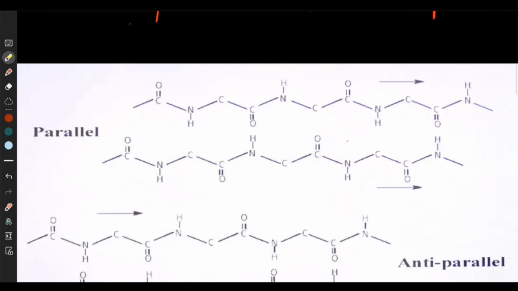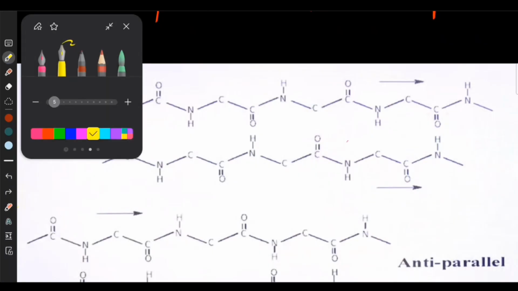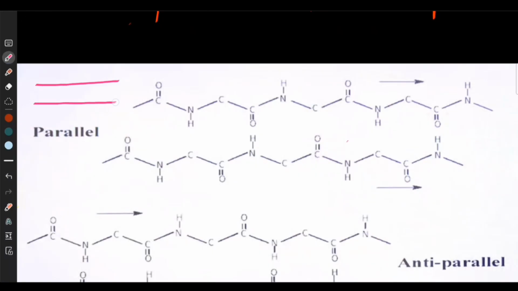Now I'm going to show you a book diagram which will make it more clear. So as you can see over here, this is the parallel beta sheet, right? And then we have the C terminal over here and the N terminal over here, the C terminal over here and then the N terminal over here. That means it is the same direction, right? This is C, N, N, right?